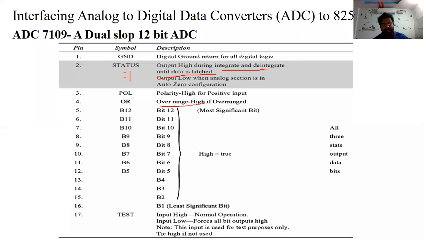Then see these pins. All these three are output data. So all these are output data bits here. See this here.